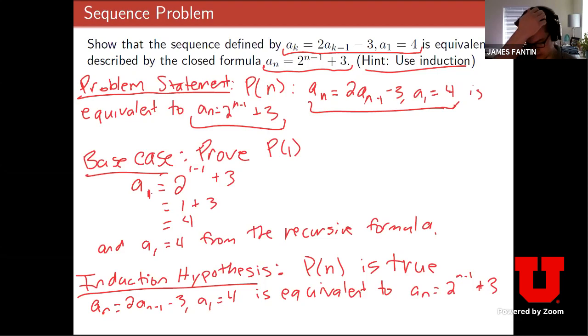So in the inductive step, we're going to have some part where we're starting with the recursive formula because we know the recursive formula is true, and we want to end up proving that the closed form is true. So there's going to be some point in the recursive formula where we're able to substitute in the value of our closed formula. And we'll take a look at where that happens in the inductive step.